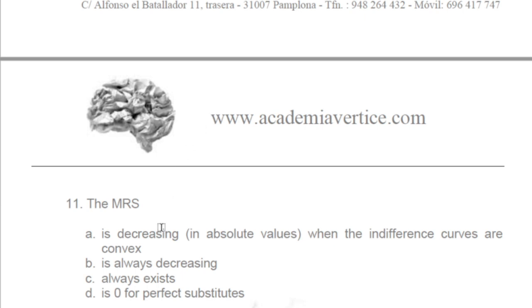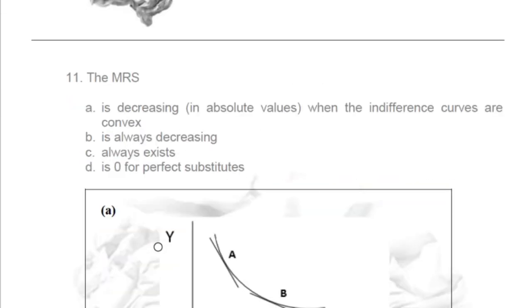When the indifference curves are convex, for example in the Cobb-Douglas case, we have that the slope, as we said, is the definition of the MRS. The slope is decreasing when we go to the right. Here the slope maybe is 2 in absolute value, here the slope is 0.4, so the slope decreases. That's because the curve is convex.